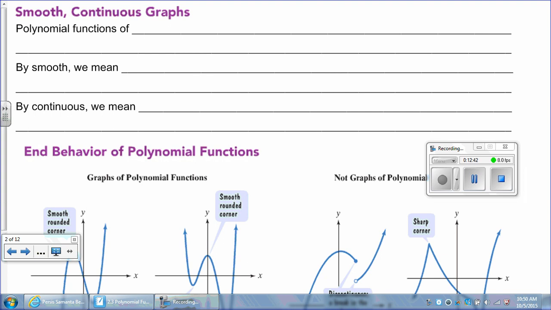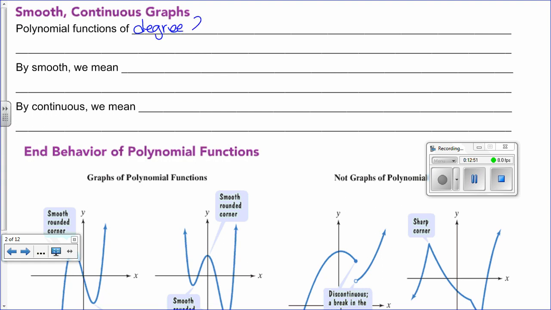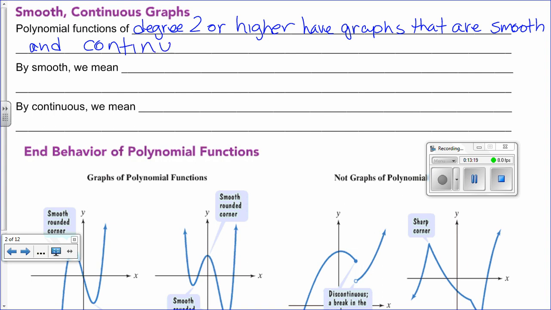So let's go to the next slide, and we're going to write down some definitions. First, polynomial functions of degree 2 or higher. So now we're leaving those linear functions and those constant functions out. Okay, we're going to go from degree 2 and higher. They have graphs that are smooth and continuous. Okay, so let's see what we mean by each word. By smooth, we mean that the graphs contain only rounded curves.